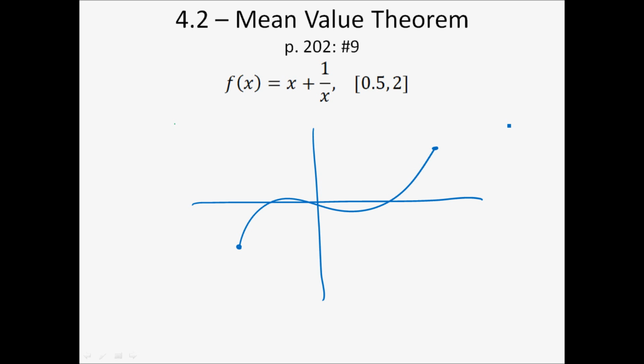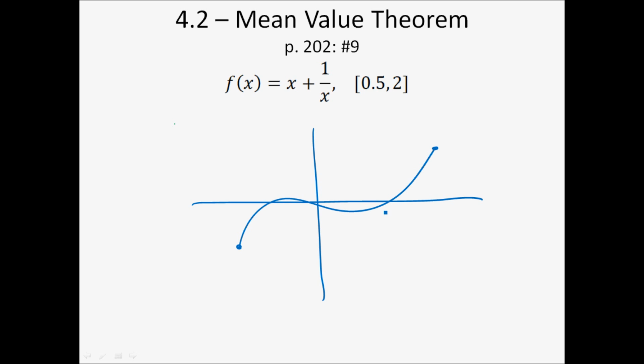Criteria number two, our function needs to be continuous. More or less what that means is that we can draw the function without picking up our pencil. That's criteria number two. It's got to be continuous. And criteria number three, it also needs to be differentiable. That means everywhere I need to be able to draw a tangent line.